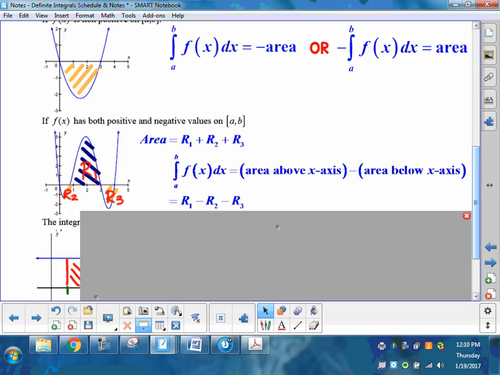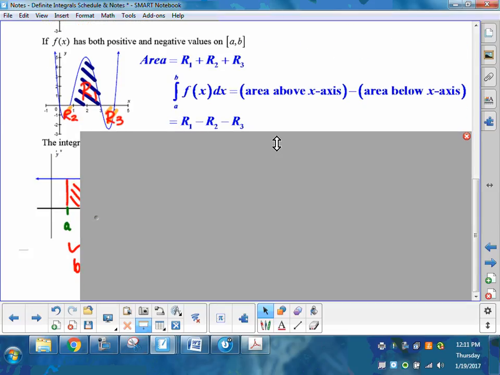The integral takes that into consideration. Sometimes you have to divide it up. If you don't have the calculator, maybe. And sometimes you do.